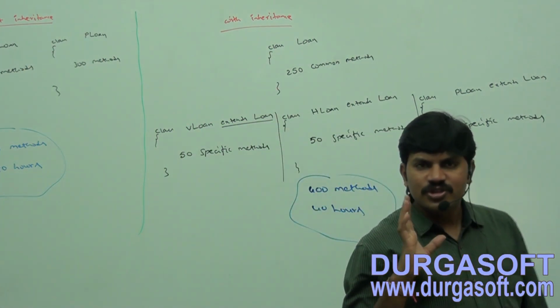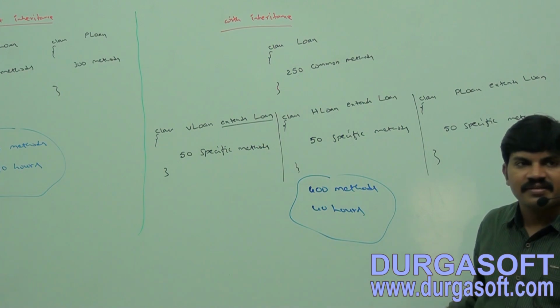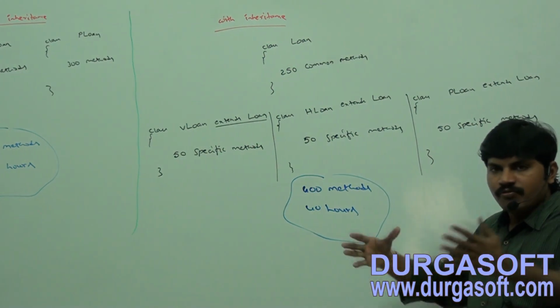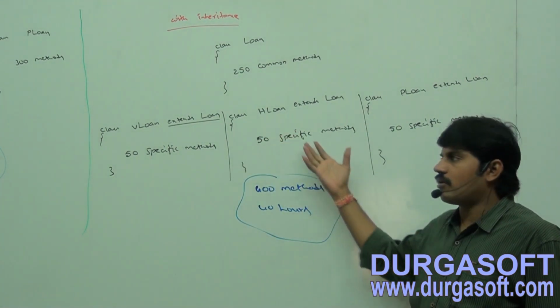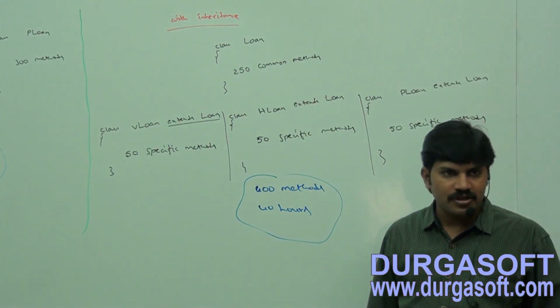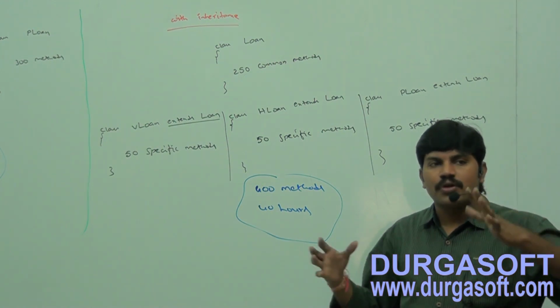Which programming practice is good programming practice? Is it the first one or the second one? Now we have to choose the second, because within less time, with less code, we can develop the same requirement. So compulsorily we should go for this type of approach. So with inheritance, without inheritance, what is the meaning of code reusability?